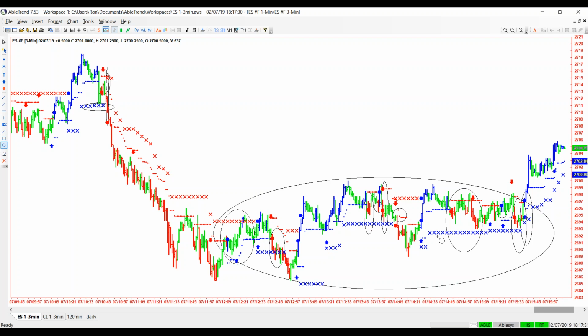Otherwise, it would have really been a disaster if you didn't have AbleTrend and you didn't have the no trade zones and you weren't trading on triple confirmation only, not double or single like other indicators. We've got triple confirmation: blue bar, blue dot, blue X, or red bar, red dot, red X. It's got to be triple or not interested. We don't take it. There's no exception to that rule, period.